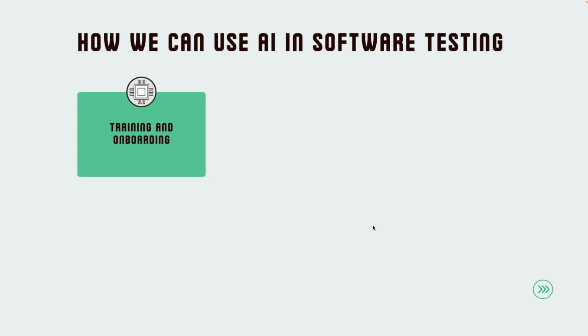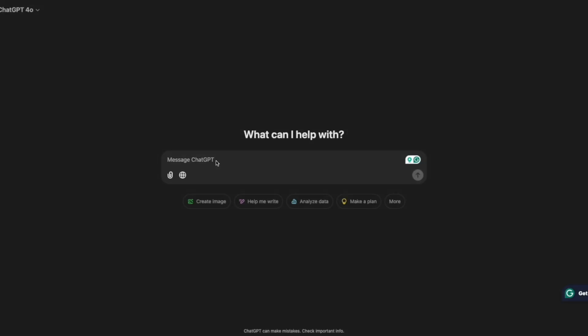First of all, training and onboarding. For teams with new members or those who are looking to upskill in testing methodologies and tools, ChatGPT can serve as an interactive learning assistant. It can provide explanations, tutorials, and best practices on various testing topics, frameworks, and languages, making the onboarding and continuous learning process more efficient. For example, we have new team members.